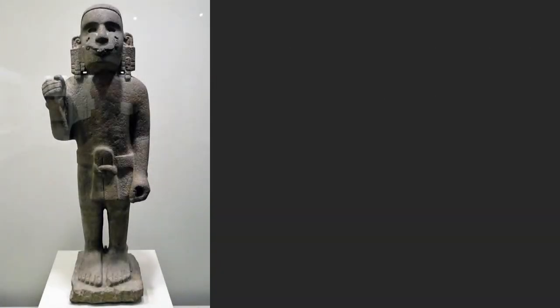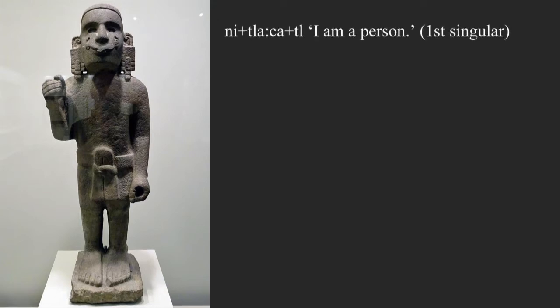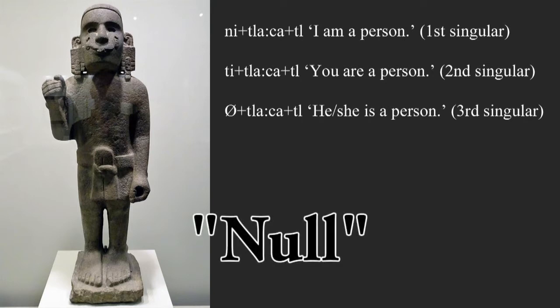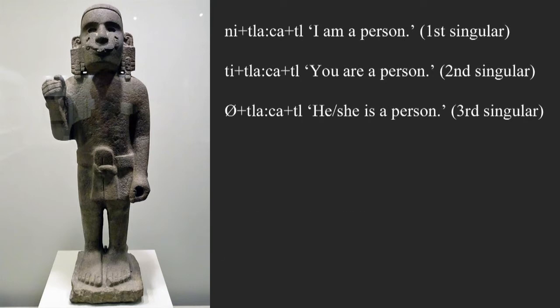We will use tlahpalo, the word for person, to conjugate the person and number pronouns for subject cases. Ni tlahpalo, I am a person. Ti tlahpalo, you are a person. Tlahpalo, he or she is a person. That's right, there is no pronunciation for this pronoun, but that doesn't mean nothing is there. This is a null prefix because the position is still occupied and understood, but it has no sound. Linguists mark null components with a 0 to reflect this idea.